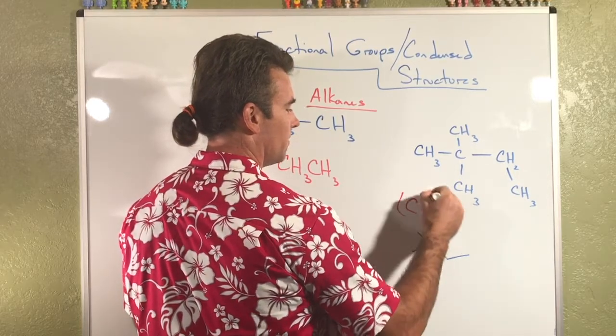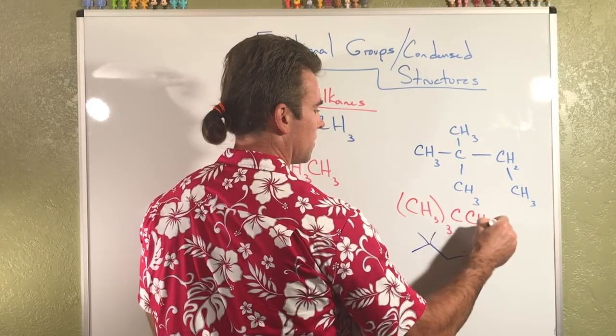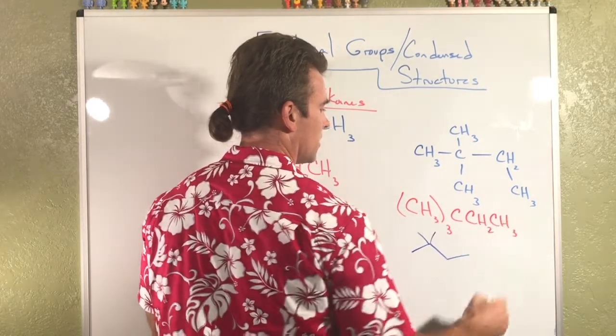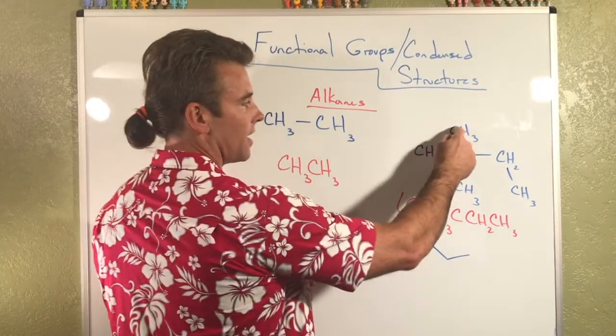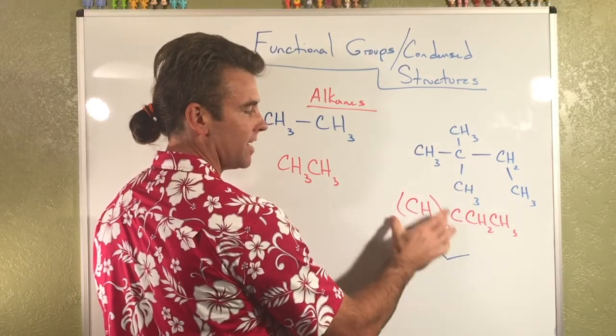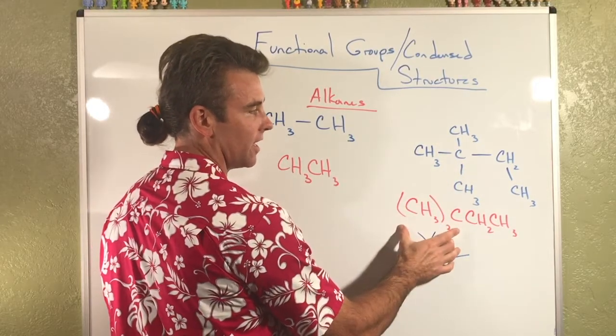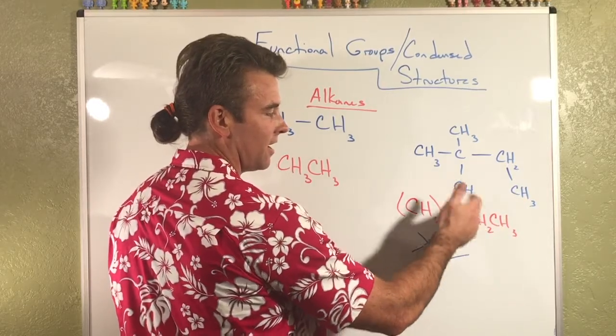So what I'm going to do is draw that thing out like that. And you'll notice that the like groups, I combine together in this little parentheses looking thing. And then of course we've got that ethyl group hanging off the end there.